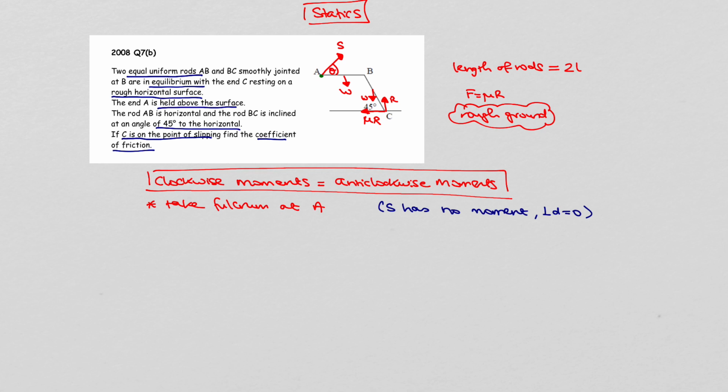So I can see the weight is going to pull the system clockwise for both AB and BC, and also mu R will pull the system clockwise. And then I can see R will pull the system anticlockwise. So say my clockwise moments. Well, I'm going to have my fulcrum at A, and then my weight acting down. So that means that the perpendicular distance is going to be L.